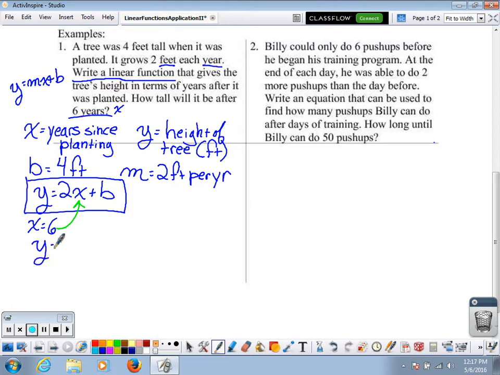And we'll have y equals 2 times 6, I said plus b. Y equals 2x plus 4. So that means y equals 2 times 6 plus 4. Okay, I got to make sure we don't forget that b equals 4 here. Okay, so 2 times 6 is 12 plus 4, which means y equals 16.